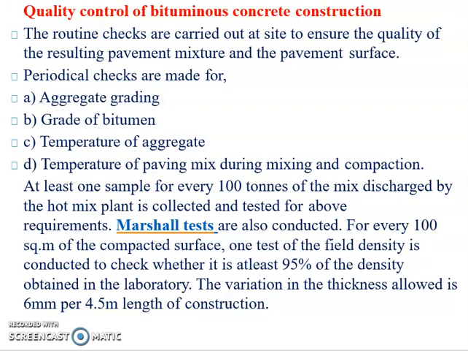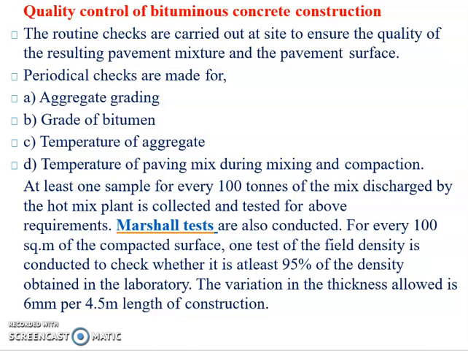Next is quality control of bituminous concrete construction. Quality control is done to ensure the quality of the pavement. The routine checks are carried out at the site to ensure the quality of the resulting pavement mixture and the pavement surface. Periodical checks are made for aggregate grading, grade of bitumen, temperature of aggregates, and temperature of paving mix during the mixing and compaction. At least one sample for every 100 tons of the mix discharged by the hot mix plant is collected and tested for the above requirements.